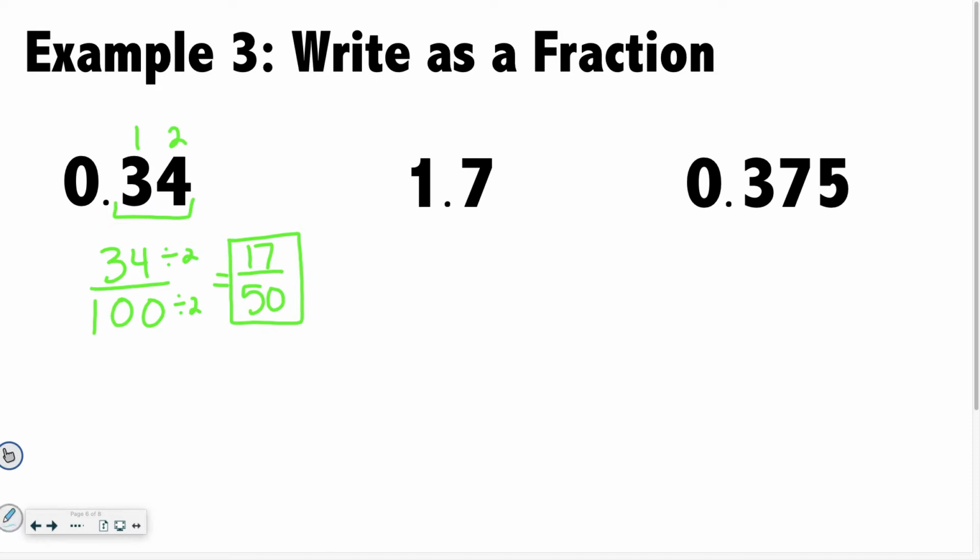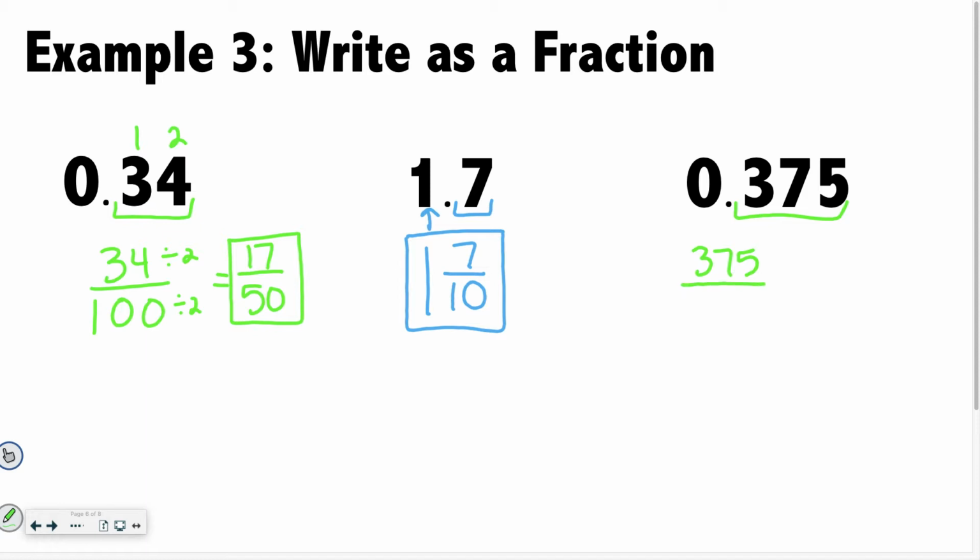Then over here, you can see I have a whole number, so that's going to be out in front of a fraction. And then I take my number, I put 1, and then since there was only one number, I have 1, 0. And 7 over 10 can't reduce, so my answer is 1 and 7/10. And then the next one, I have 375 over, and since that was 3 different numbers, I'm going to put 3 zeros.